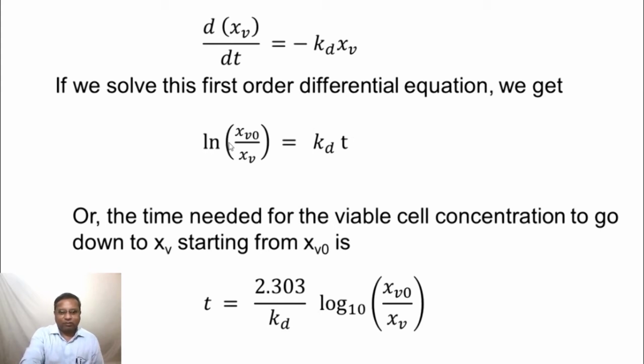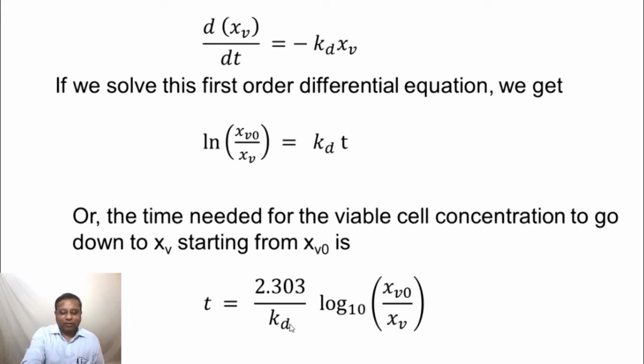As you can realize, this is natural log to the base e. When we convert that to log to the base 10, you have a factor of 2.303, but otherwise this is essentially this equation transposed. The main thing here is that we have the time that is necessary for the viable cell concentration to go down from xv naught to xv under a certain set of conditions, which is characterized by this death constant kd, or the sterilization constant kd.